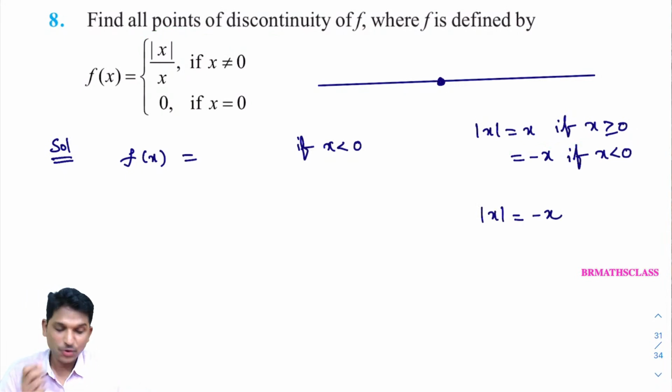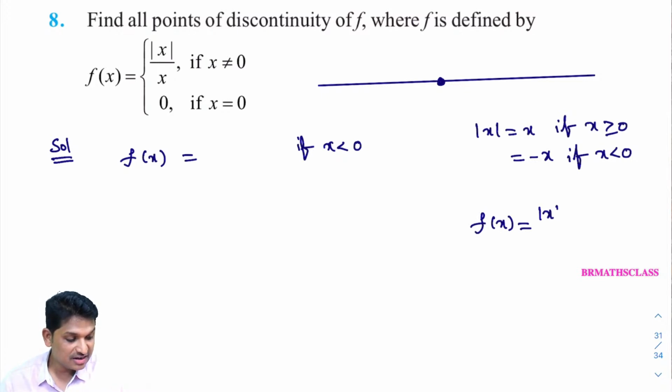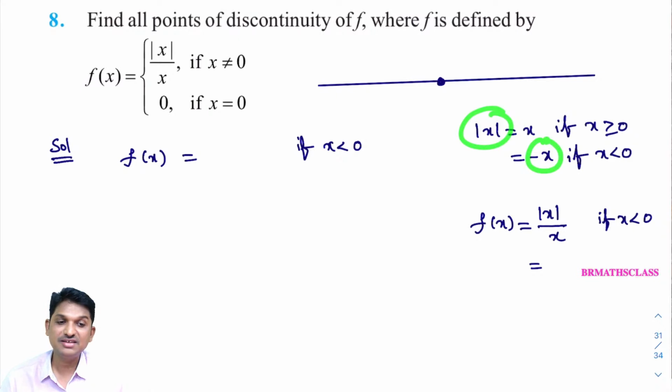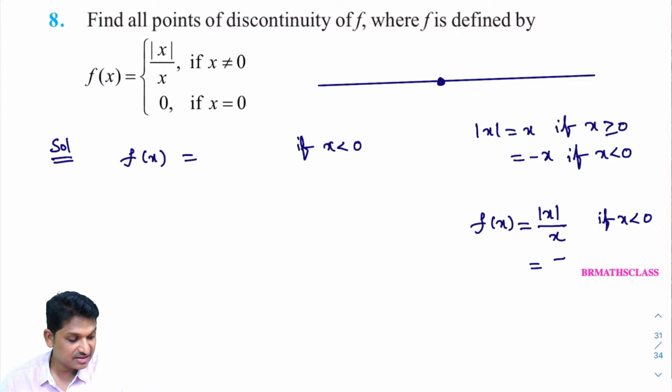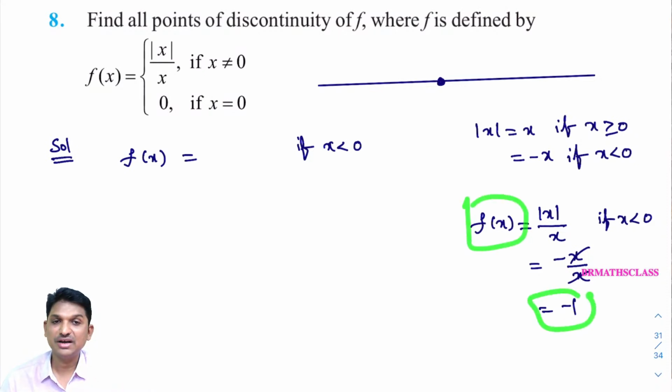F of x is mod x divided by x. Here suppose x is less than 0. When x is less than 0, modulus of x is minus x. So minus x divided by x. This x will get cancelled. What you will get? This is minus 1. So here f of x is minus 1.